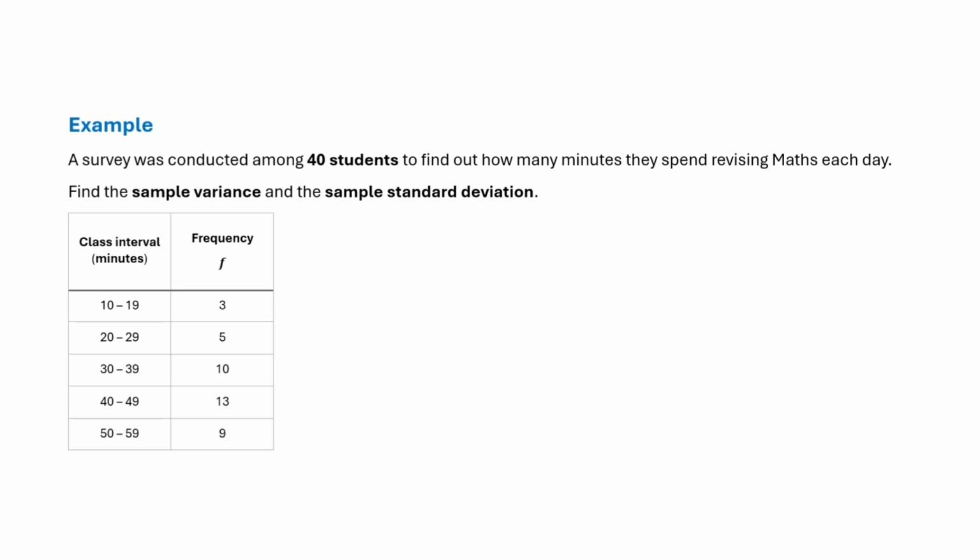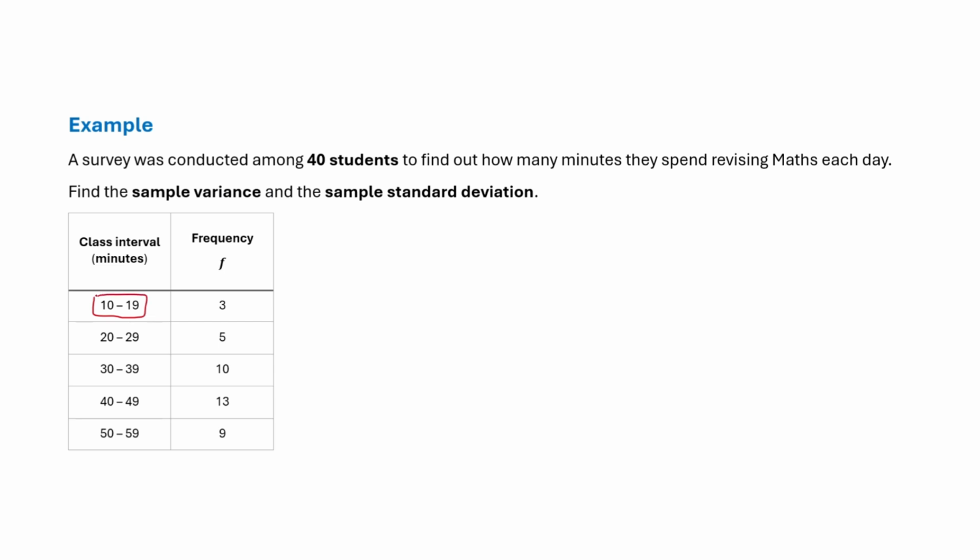Let's start straight away. What is grouped data? Grouped data means that the data has been organized into groups, classes, or intervals. Let's look at this example. We have a survey conducted among 40 students, and we are looking at how many minutes they spend revising maths each day. In the table, the first column is called class interval in minutes, and the second column is the frequency, which we write as F.